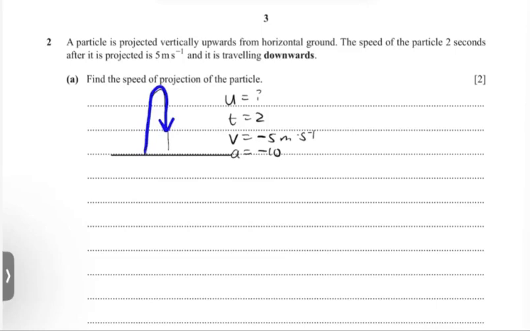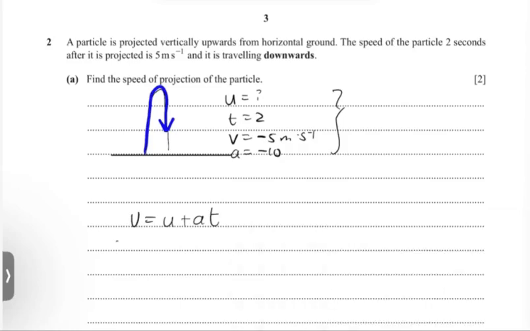All right, so I'm going to take up as positive. You can do a suvat equation where it's going up and down. You can do that in one. Okay. So if I look at the variables that I have, I'm going to use my equation v is equal to u plus at.